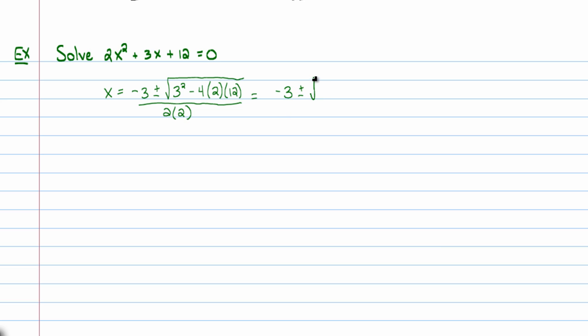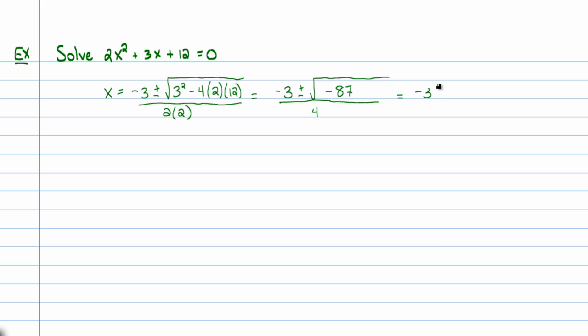So that's negative 3 plus or minus the square root of, let's see, I have 24 times 4, which is 96. And so we have 9 minus 96, which is negative 87, as I think about it. All being divided by 4. So at this point, I need to really write this in terms of a complex number.